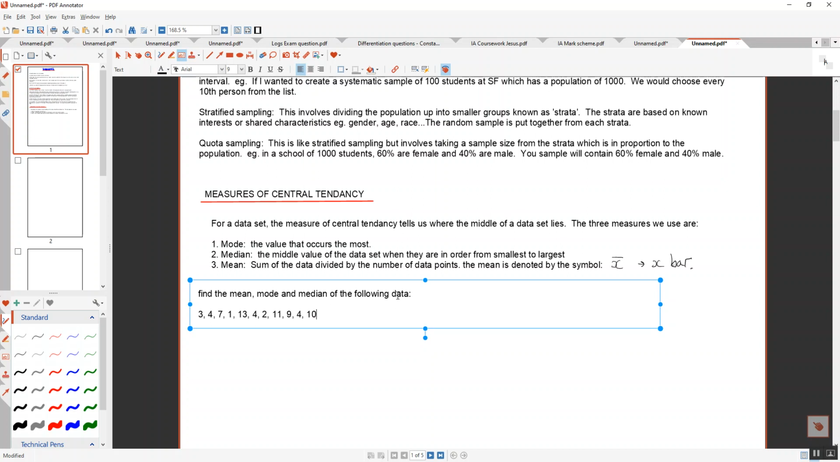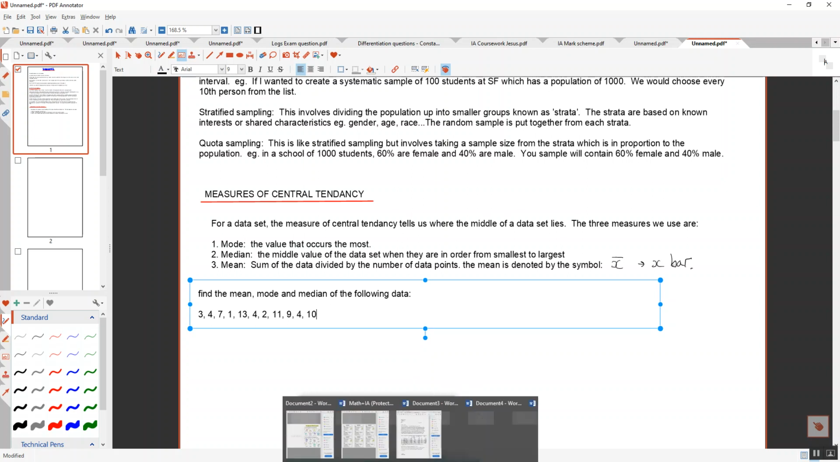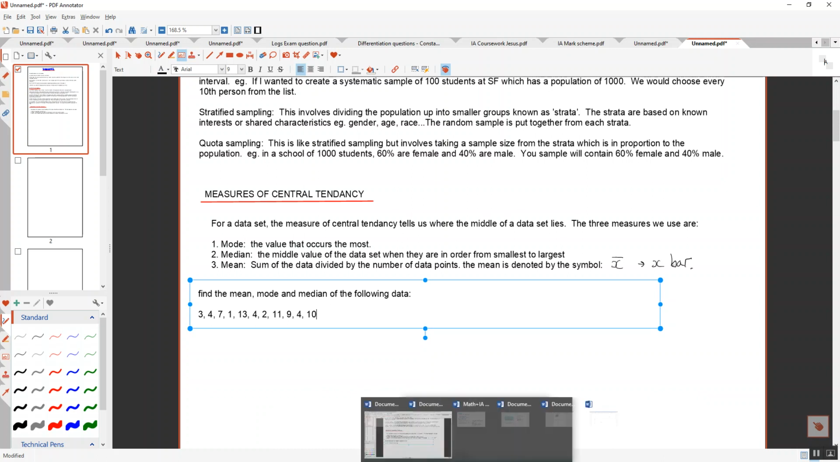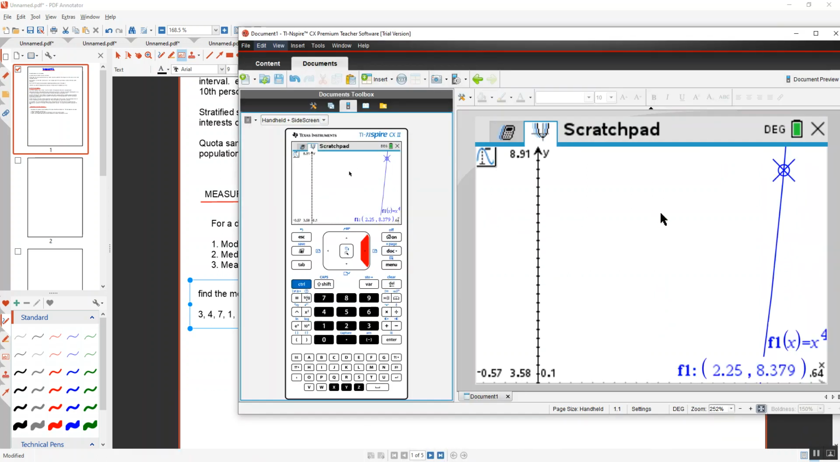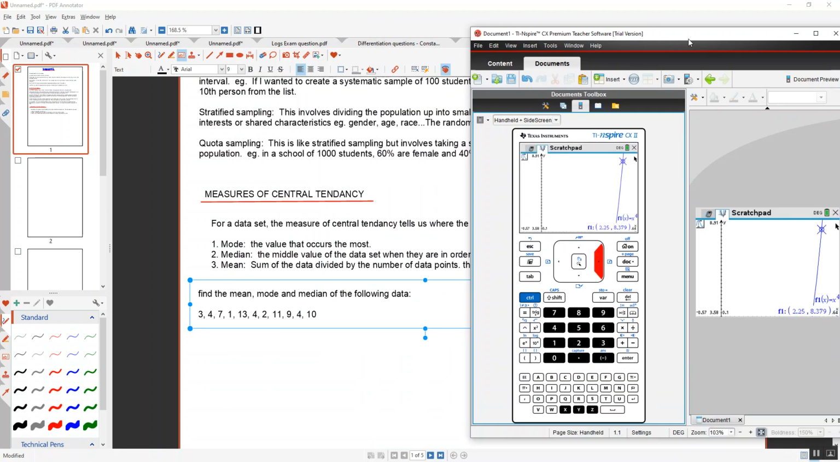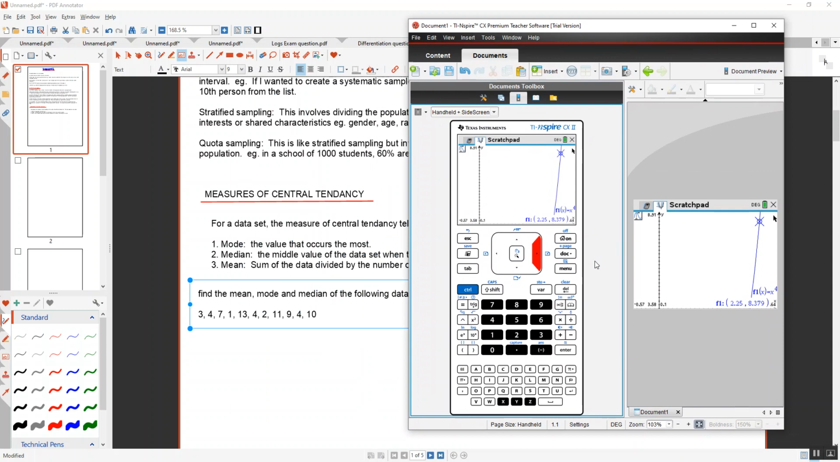Now, I'm guessing you all know how to do this without a calculator, yeah? Mode is easy enough. The mean, you just add them up, divide by the number. The median, we would need to put them in order and then locate the middle one. To do it on the calculator, we all use Inspires, don't we? Where's my Inspire? Here we go. Now, bear with me here because I am used to doing this with the TI-84.